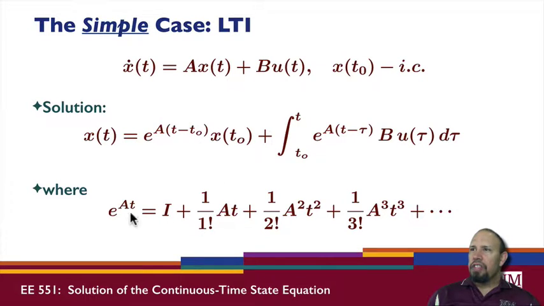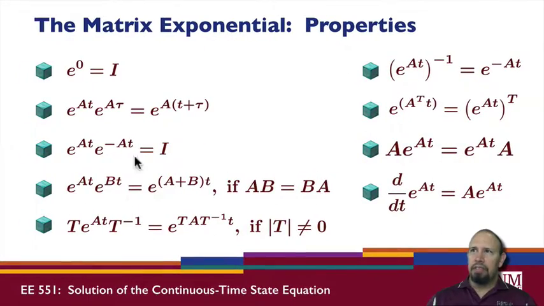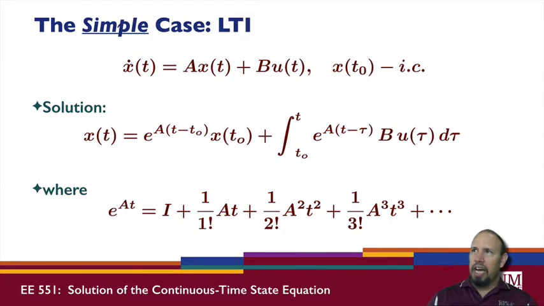This e to the At appears in a couple of different places, and it's significant because it shows that the system is obviously affected by A, but it does so in an exponential kind of way. So the matrix exponential is a very significant matrix, and it has quite a number of properties. Here is a list of properties for the matrix exponential. e to the 0, if we have a zero matrix, is the identity. We can see that here, for example: if t is 0 or A is 0, then all of these terms go away and we're just left with the identity.